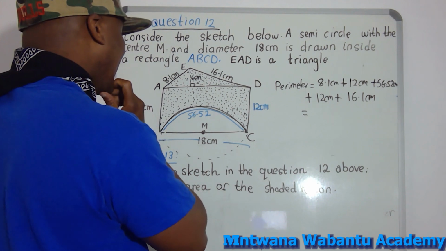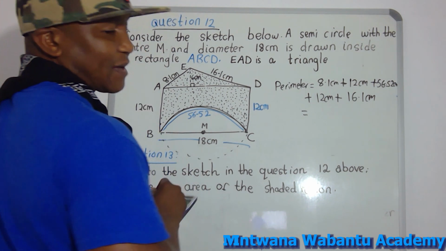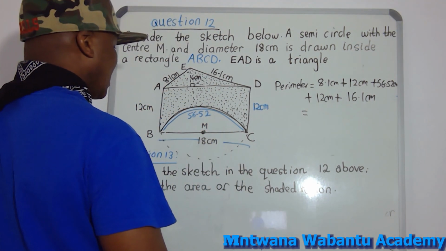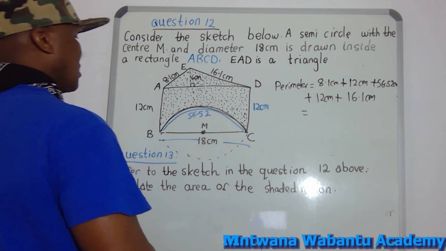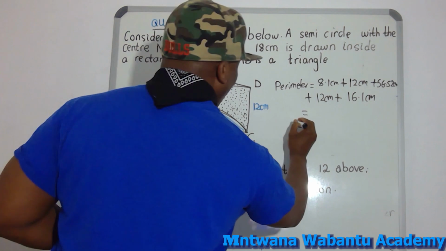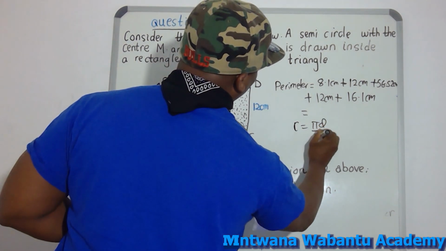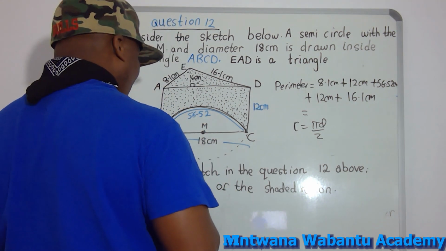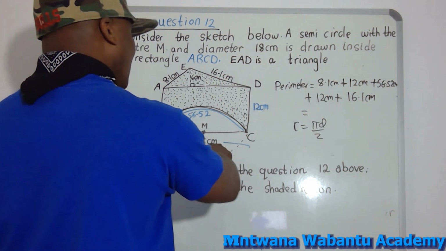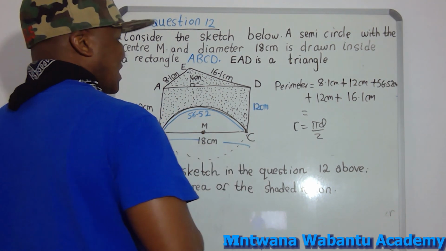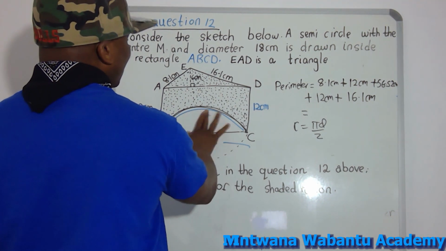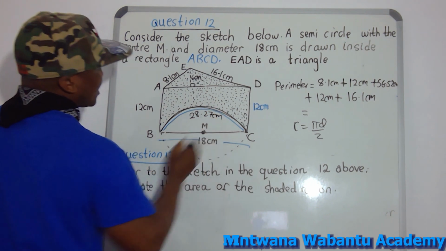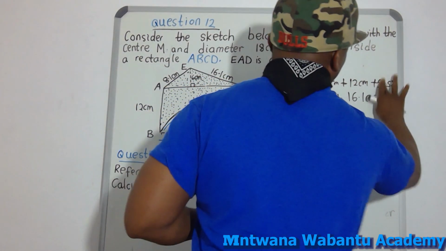Oh, I made a mistake. Excuse me. This is not 56, because I forgot to divide by 2. Look here, this one is a mistake, because the circumference is pi d over 2. Pi is 3.14 times diameter, and the diameter is 18, and then we divide by 2. When you divide by 2, it gives 28.27. So this is not 56, it's 28.27 centimeter, my apology.